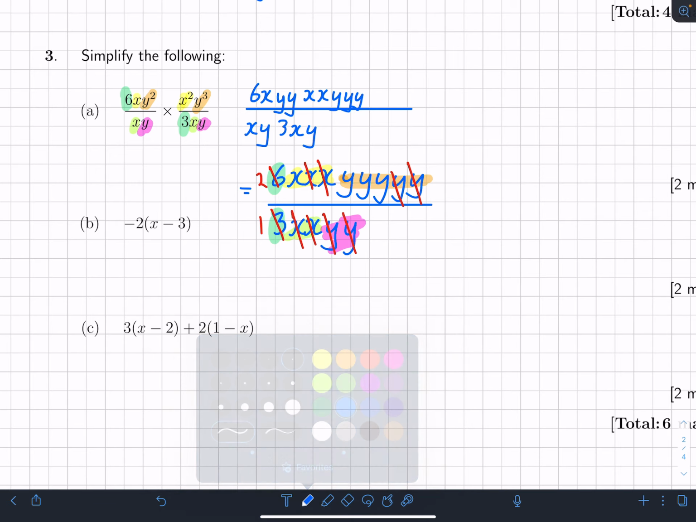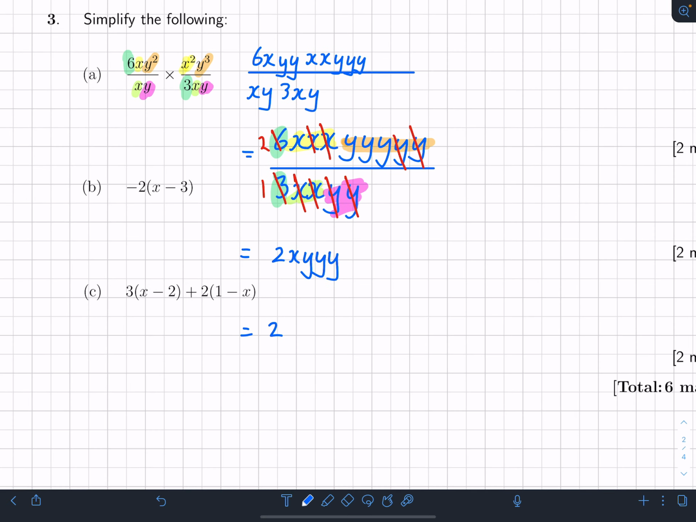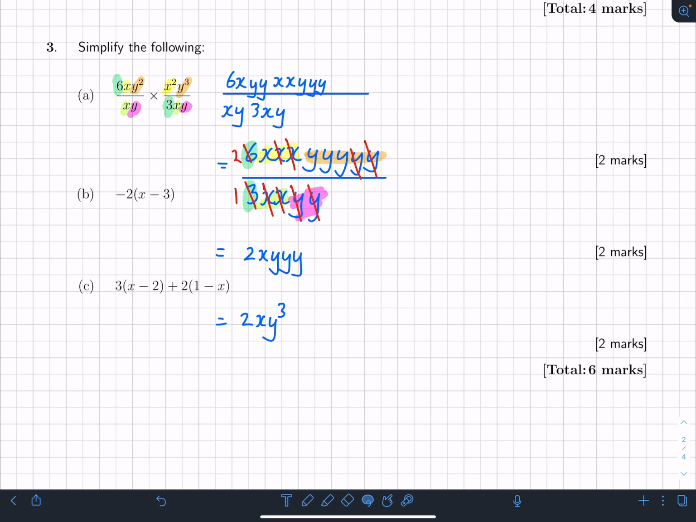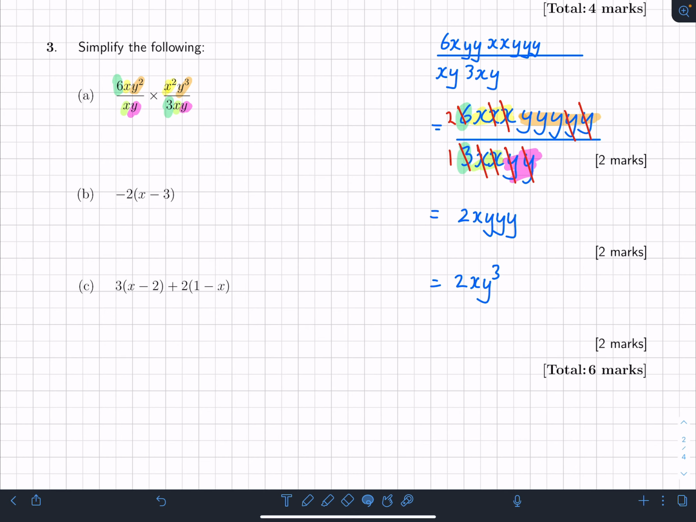So that leaves us with 2 x y times y times y, which equals 2 times x times y cubed. So we've solved question 3a. I'll just move that one across now. And that one was 2 marks. And so it's 1 mark for the answer and 1 mark for working out.